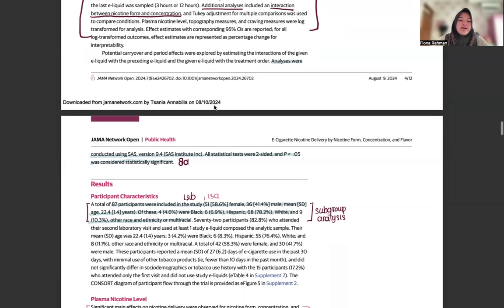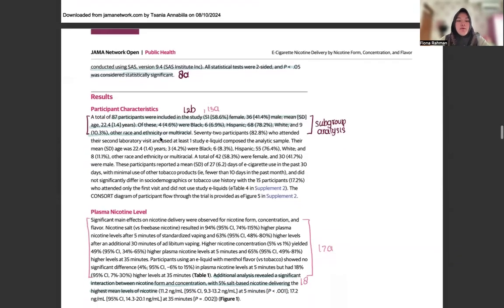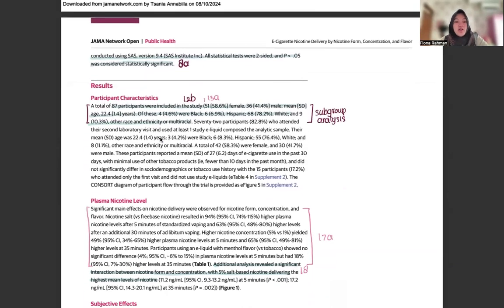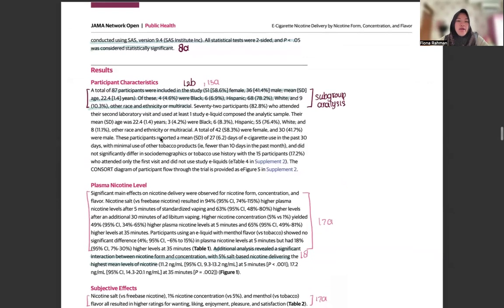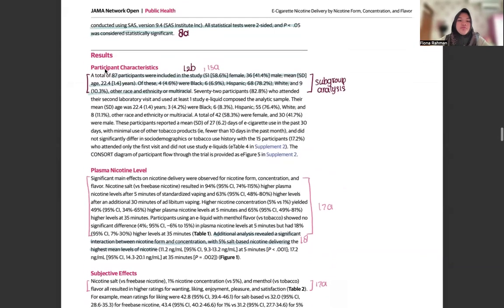And the second paragraph contains the method that was used to generate the randomized allocation. The analyses were conducted using SAS version 9.4. Okay, that's all. And I will move to the results section. And first, we will move to participant characteristics.